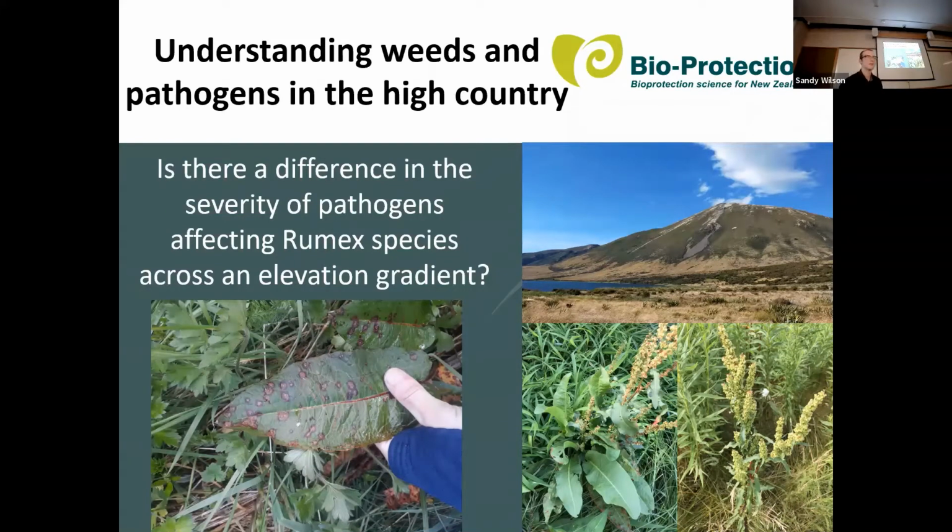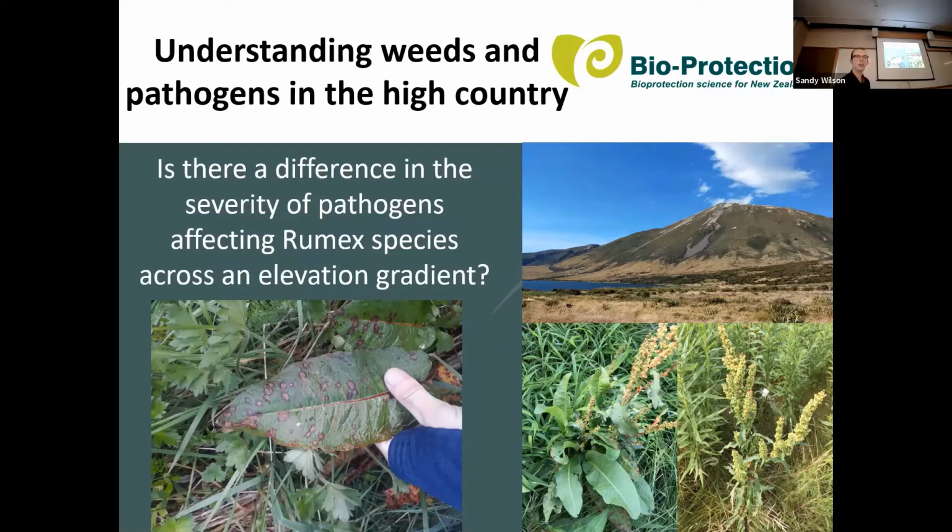Kia ora, my name is Patrick and my project is all about understanding weeds and pathogens in the high country, and my supervisor on this project was Jennifer Bufford. What I was aiming for was to answer my key research question, which is: is there a difference in the severity of pathogens affecting ruminant species across an elevation gradient?